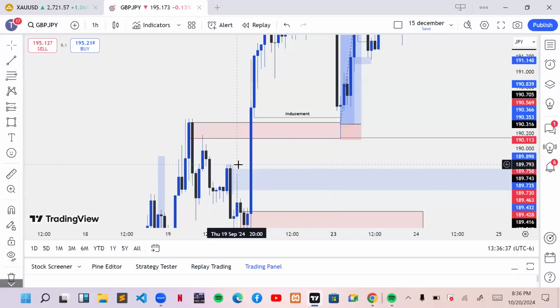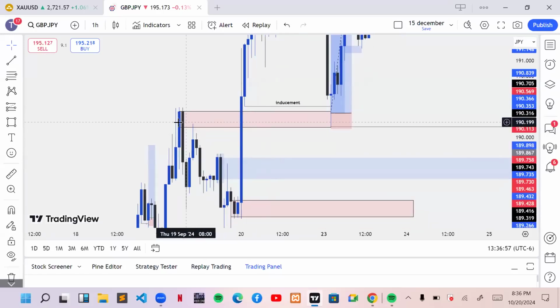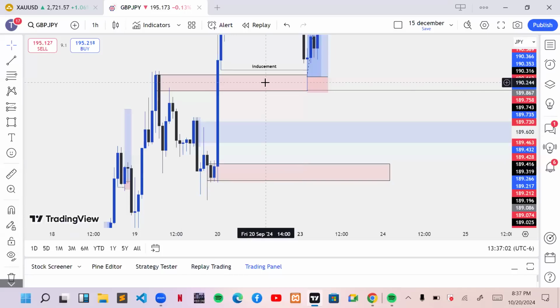Second rule says it used to have liquidity or inducement. Our inducement is present. Third rule says the point of interest needs to be unmitigated, meaning that price needs to not have touched that point of interest after the shift in market structure or break of structure. The inducement is right here. Our breaker block was never mitigated during the first pullback. So this breaker block is valid to be used as entry, and this other block down here is also valid to be used as entry.